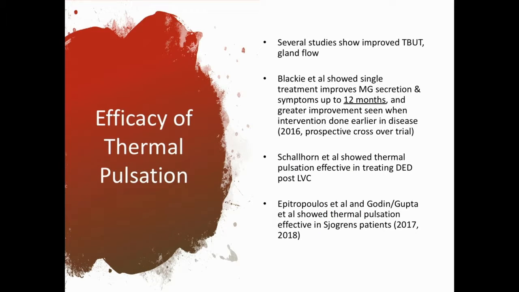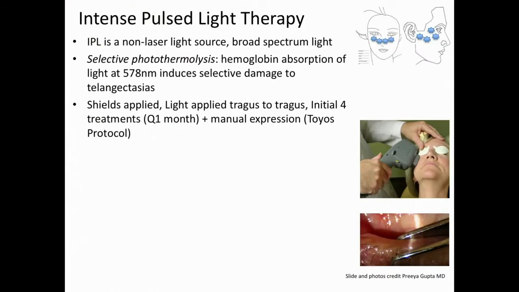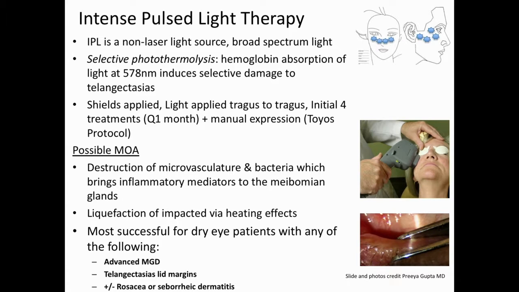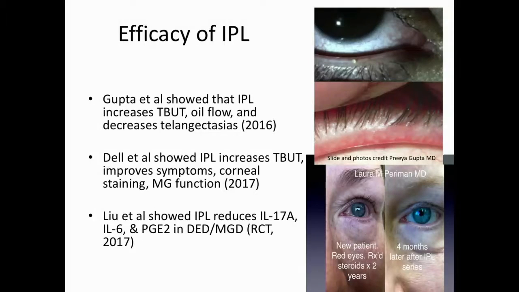The efficacy of thermal pulsation, as we learned in the last talk, shows increased tear breakup time and meibomian gland flow. IPL is another non-laser light source using broad spectrum light. Mechanisms of action include destruction of bacteria and microvasculature, which bring the inflammatory mediators, and liquefaction of impacted meibomian glands. It's most successful for dry eye patients with advanced MGD, telangiectasias, and rosacea.